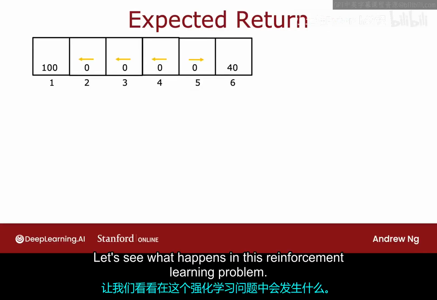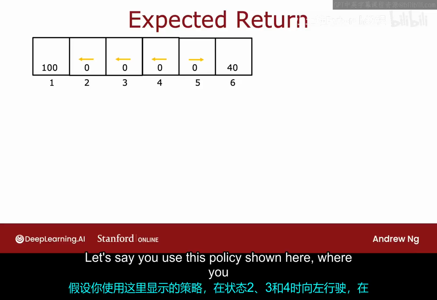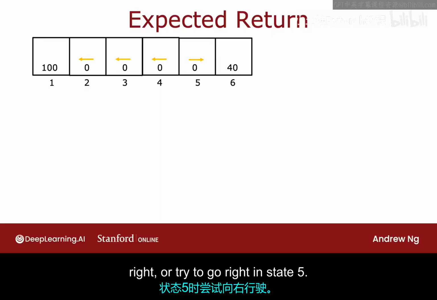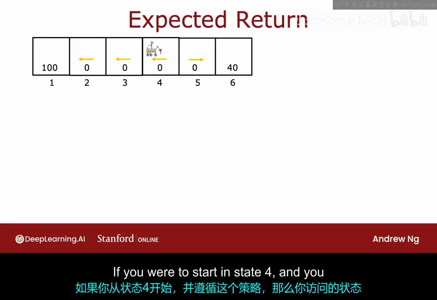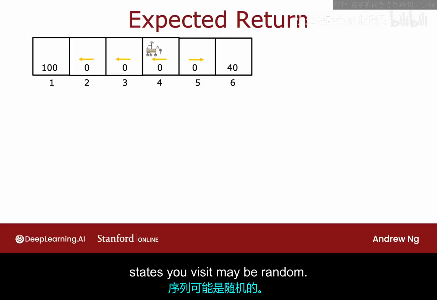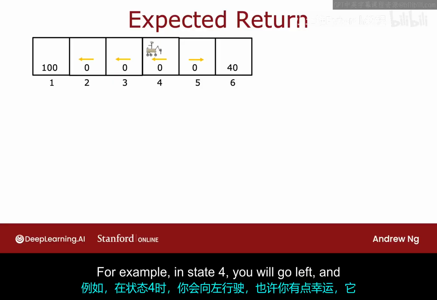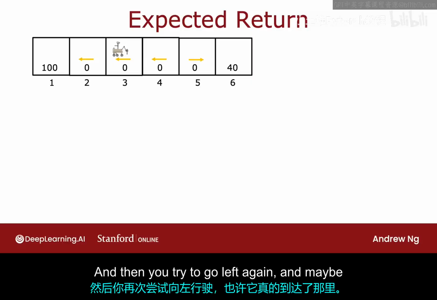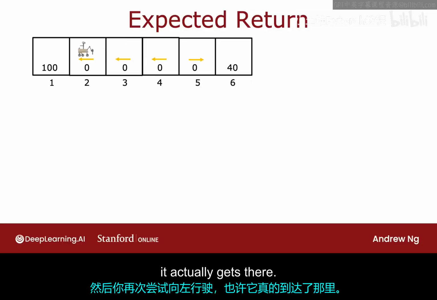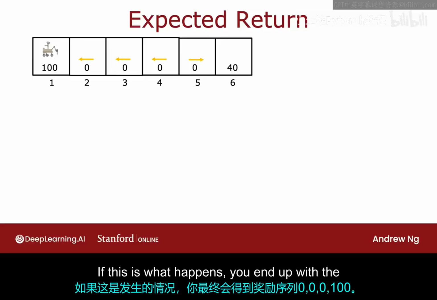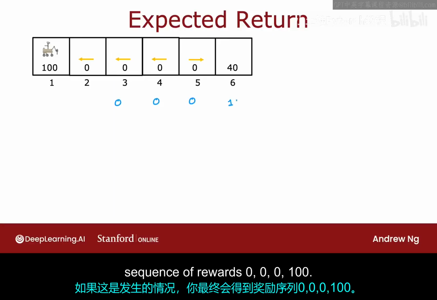Let's see what happens in this reinforcement learning problem. Let's say you use this policy shown here, where you go left in states 2, 3, and 4, and go right, or try to go right, in state 5. If you were to start in state 4 and follow this policy, then the actual sequence of states you visit may be random. For example, in state 4, you will go left and maybe you're a little bit lucky and it actually gets to state 3. Then you try to go left again and maybe it actually gets there. You try to go left again and it gets to that state. If this is what happens, you end up with the sequence of rewards 0, 0, 0, 100.